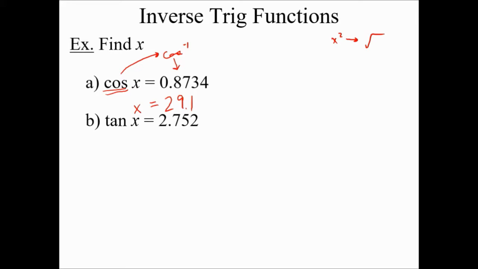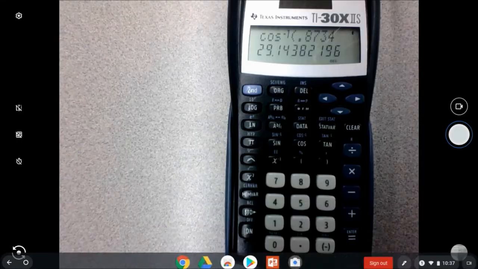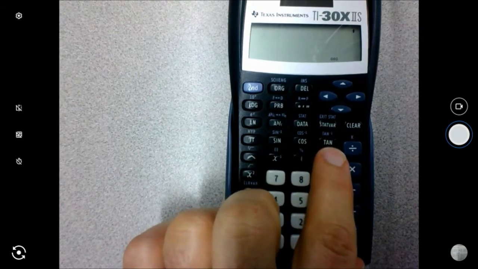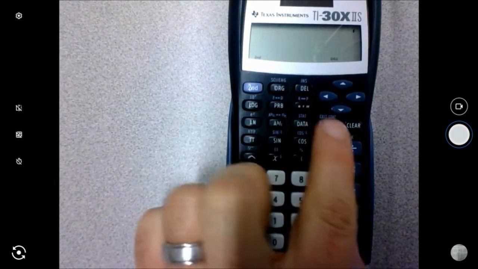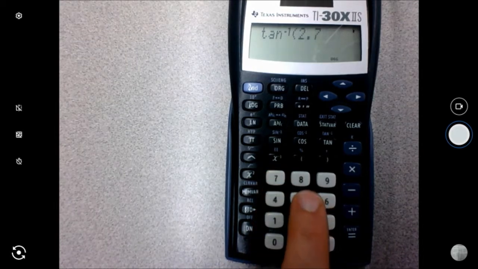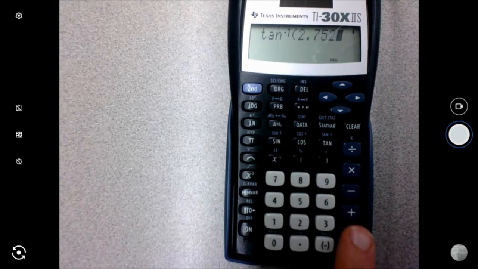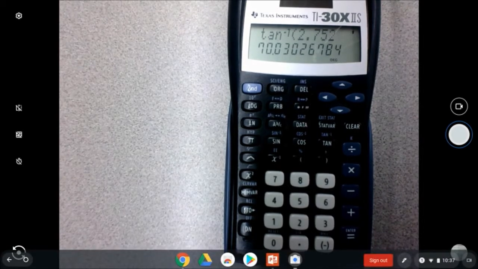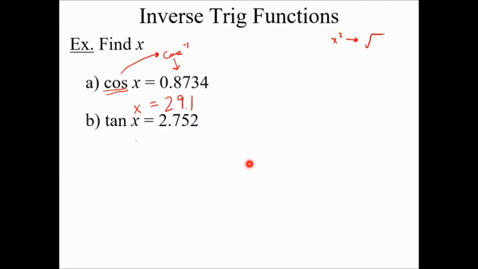So if I want to undo the tangent, again, on my calculator, let me clear this out. I don't want to type tangent. I want the opposite of the tangent. So I do second and then tangent. And then I'm going to type it was 2.752. So I'm going to do the opposite of the tangent, and I'm ending up with 70.0. So on my paper here, I will write x equals 70.0.